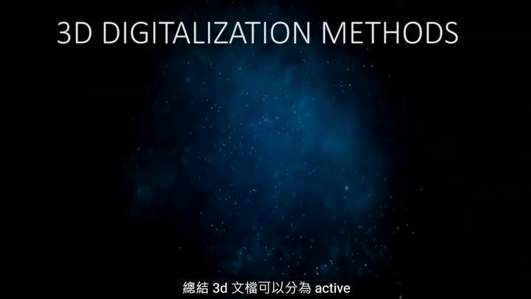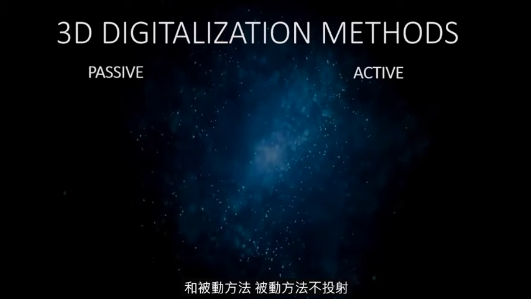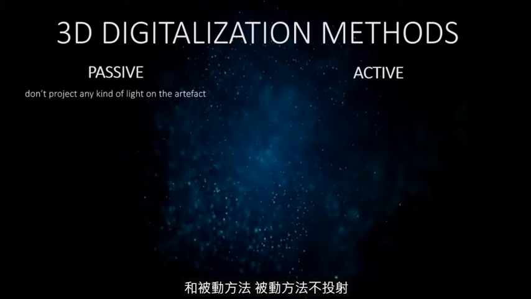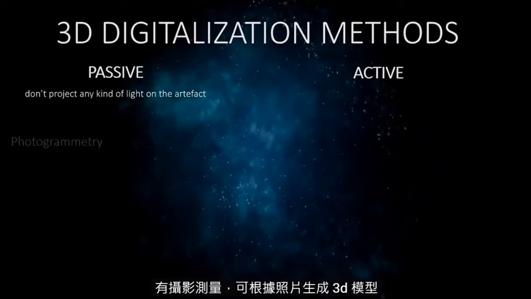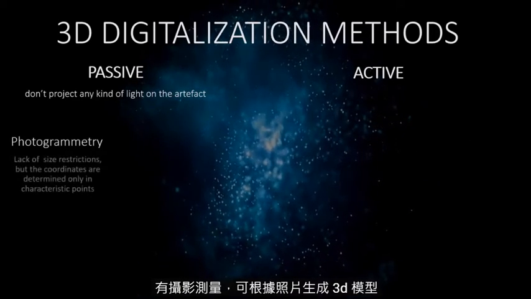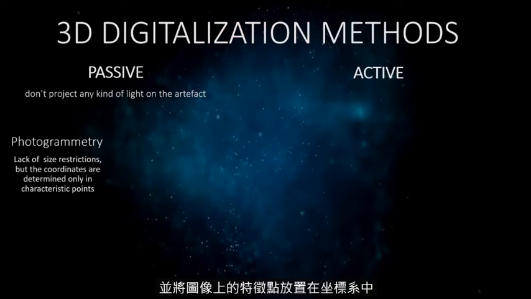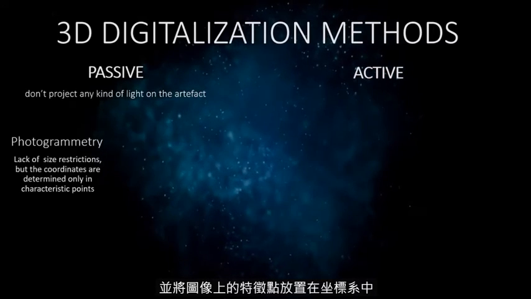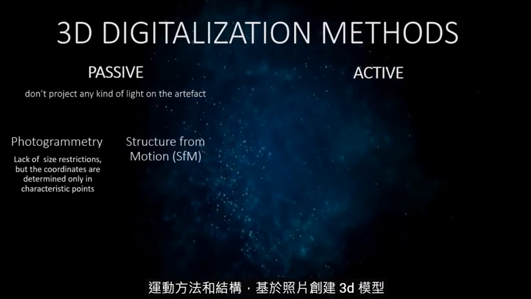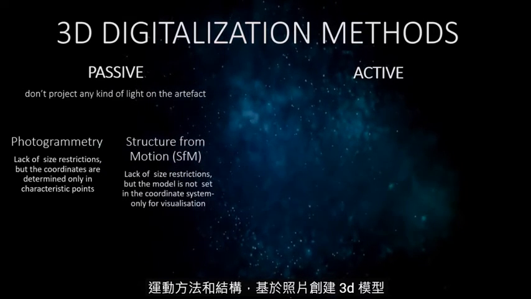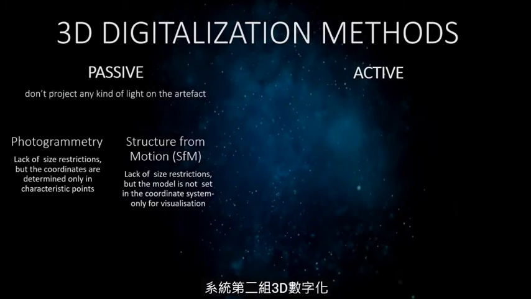To sum up, 3D documentation can be divided into active and passive methods. Passive methods don't project any kind of light on the artifact. In this group, there are photogrammetry, which generates a 3D model based on the photos, where characteristic points on the image are placed in the coordinate system, and structure from motion method, which creates a 3D model based on photos without placing it in relation with a coordinate system.